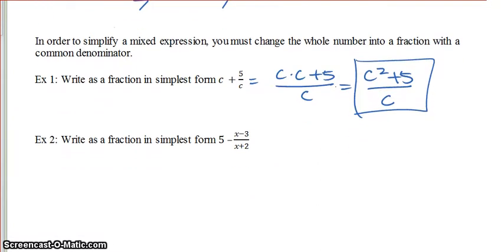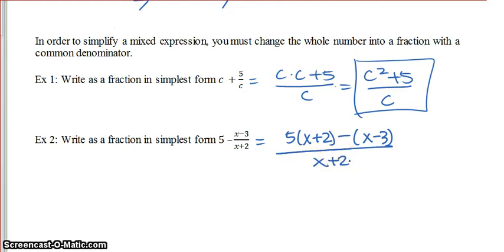Okay, write as a fraction in simplest form. So we have subtraction, so you just need to be careful about subtracting. And so even though there's a minus there, we're still going to multiply the 5 times the x plus 2. Okay, so we have 5 times the x plus 2. But then we have that negative that's going to be distributed to the x minus 3. And then that's going to be all over x plus 2.